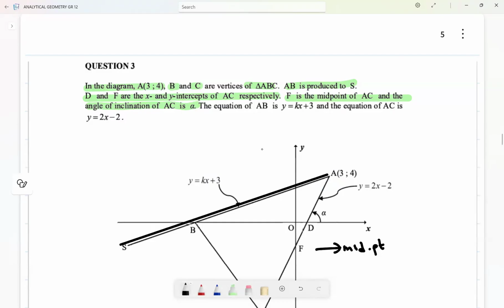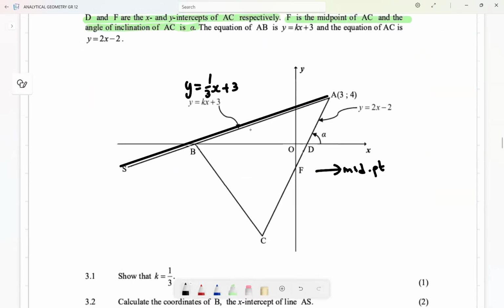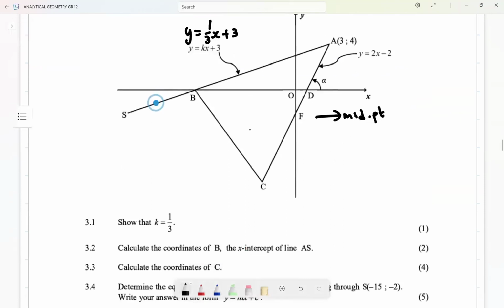When I have a point on that line, I can say y is 4, then K times x is 3, plus 3. When I take 3 to the other side, it's going to be 1, and then K is 1 divided by 3, which is just 1/3. Just do mathematics, guys, just substitute. Therefore, the equation is going to be y = 1/3 x + 3.